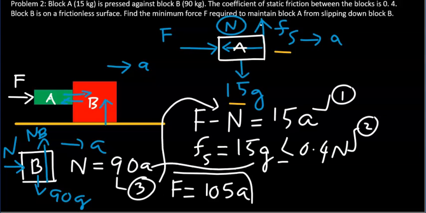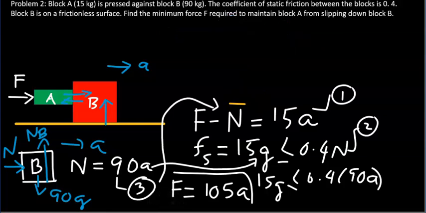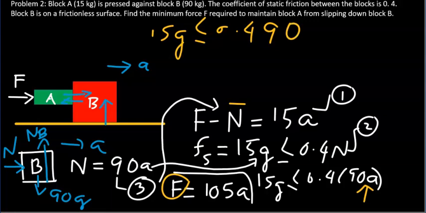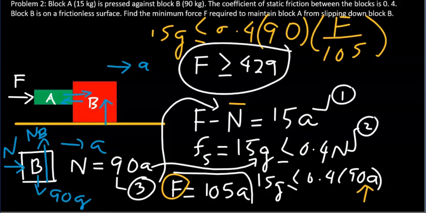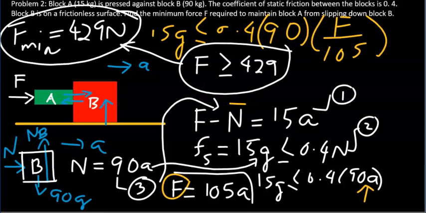And substituting N in result 3, we get 15g less than or equal to 0.4 times 90a. Since we're interested in the minimum value of F, let's substitute a in terms of F in this inequality, and that's going to give you 15g less than or equal to 0.4 times 90 times F over 105, which will give you the following inequality for F. F being greater than or equal to 429 newtons. So this inequality says the minimum value for F that is required to maintain A from slipping down B is quite simply 429 newtons. And that solves the problem. Thanks for watching.